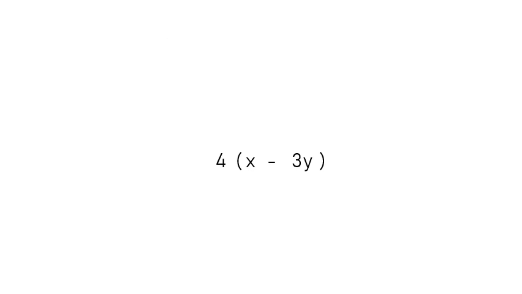This time we have a 4 on the outside of the parentheses and an x minus 3y on the inside of the parentheses. We begin by multiplying the 4 times the x, which gives us 4x. Next, we multiply the 4 times the negative 3y. The minus sign makes the 3 a negative, and that gives us negative 12y. So our answer is 4x minus 12y.